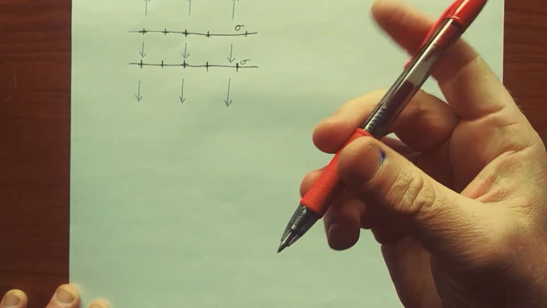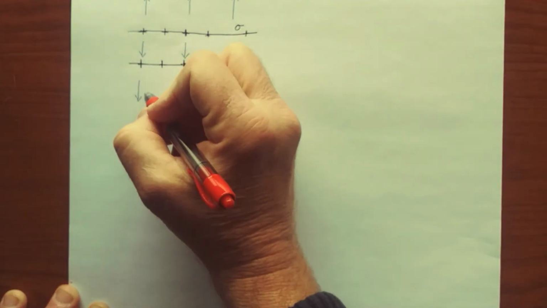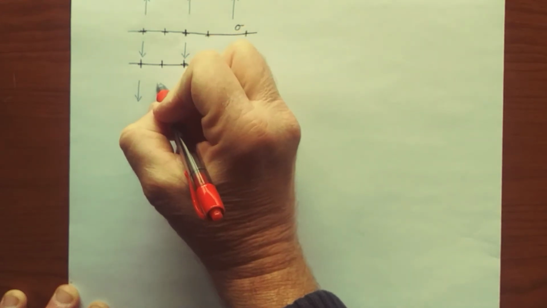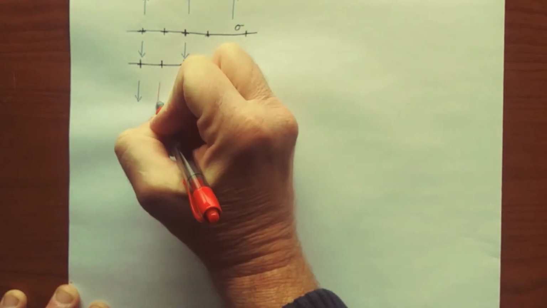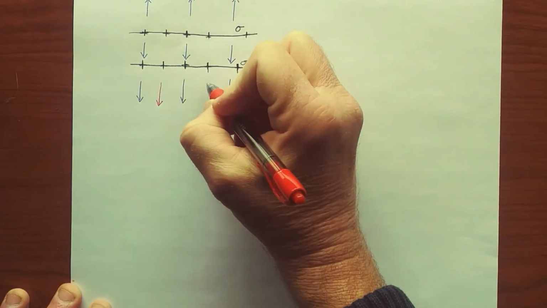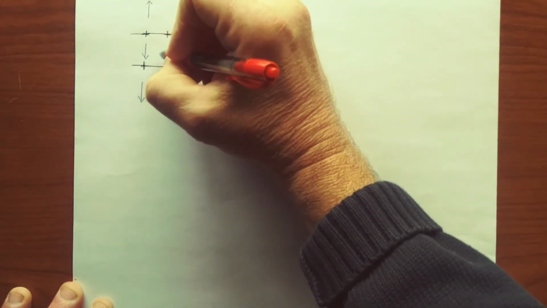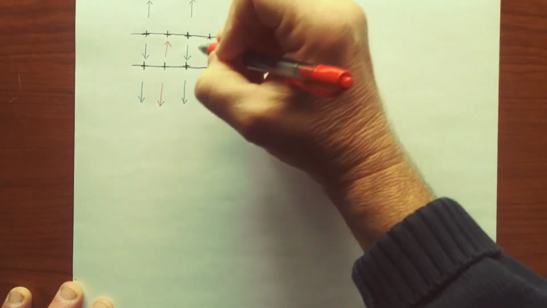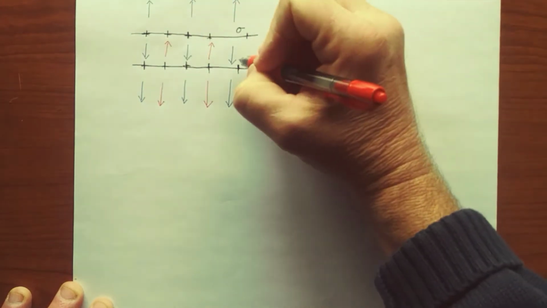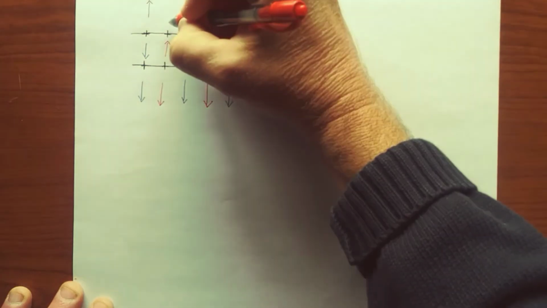bottom plane produces a field which below is in the same direction as the other field. It's away from the plane, so it's downwards. Above that, it's this way. It's pointing above. And here, the same thing.